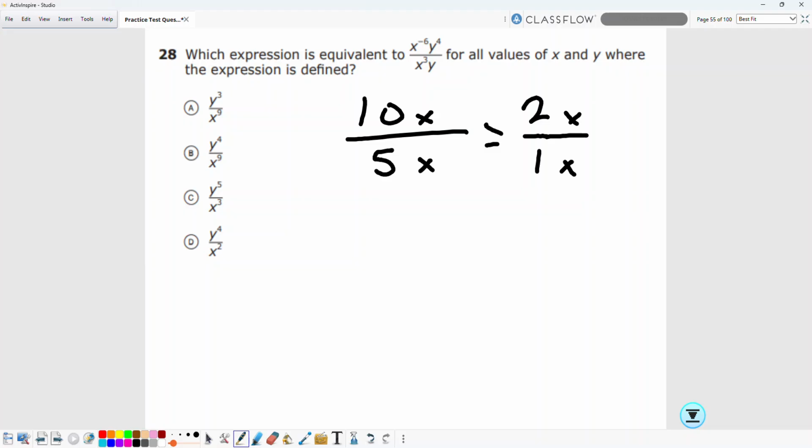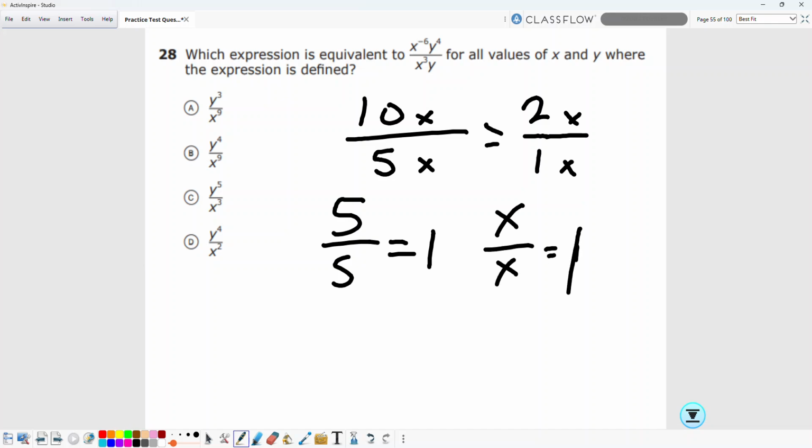So if I divide the 10 by 5 and the 5 by 5, 5 over 5, that equals 1 because x over x equals 1. It doesn't matter what it is. If you have the numerator and denominator the same, that's what we call the identity property of 1, and we can use that to solve some problems.